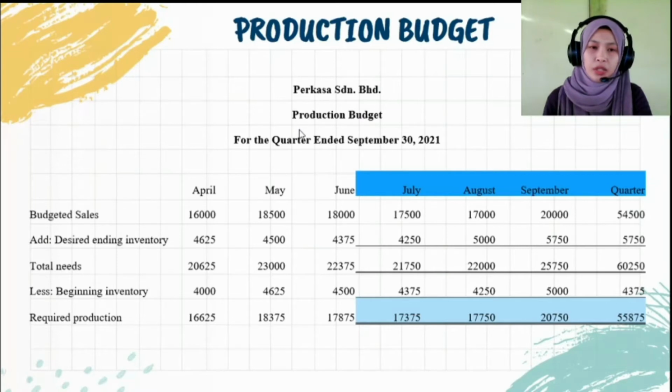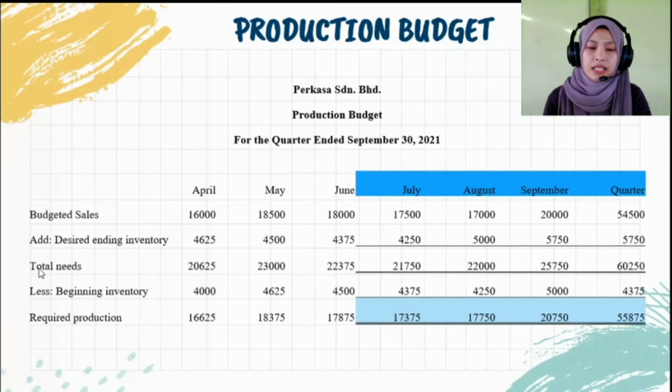Next, I, Siti Sarah binti Mohdar, will explain the production budget and direct materials budget for Perkasa Sendirian Berhad. The required production is determined for the entire quarter from July to September using this calculation. First of all, since Perkasa Sendirian Berhad has decided to maintain 25% of the budgeted sales for the next month, we obtain the desired ending inventory for July by multiplying 25% with the budgeted sales of the next month.